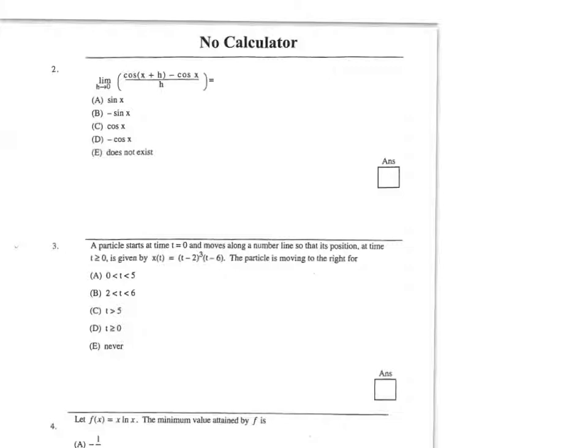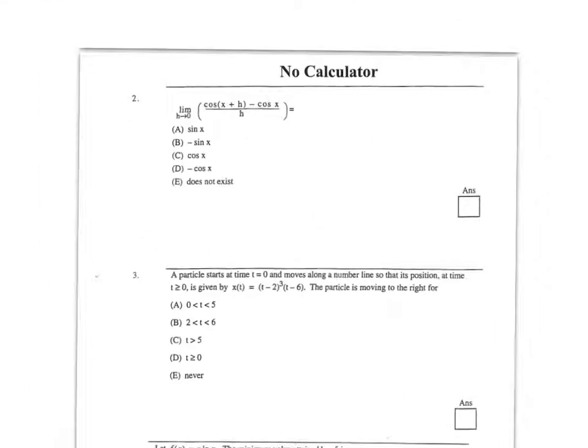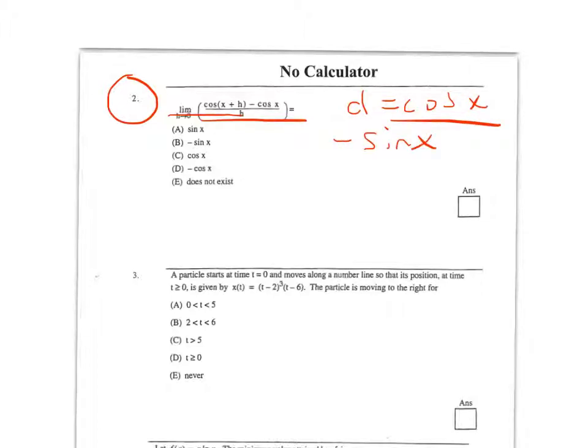Question number 2 should be somehow easier than the previous problem. You should recognize this form. This is a limit. And all this question is asking for is the derivative of cosine x, which you should know is minus sine x. So the answer is B.